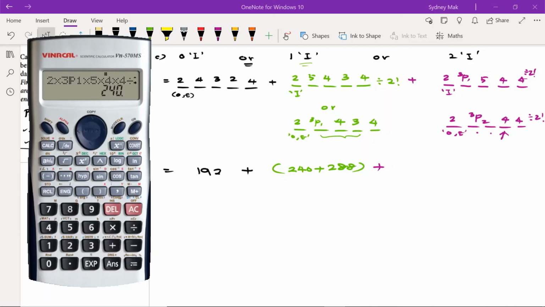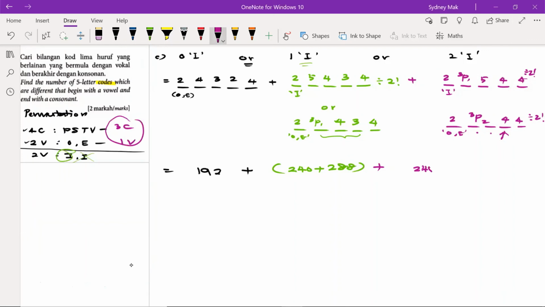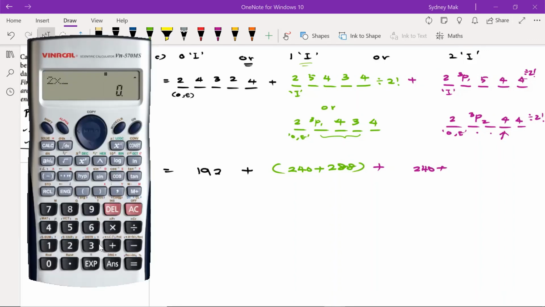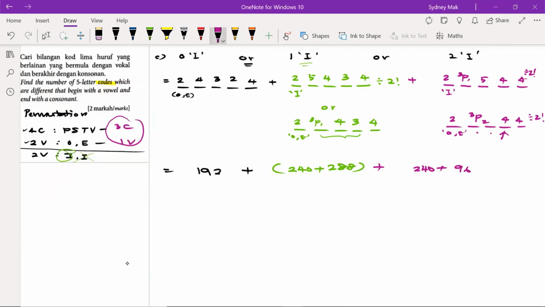240 ways, plus 2 times 3P2, times 4 times 4, and then divide by 2 factorial. We got 96. There are 96 ways to make such 5-letter codes.